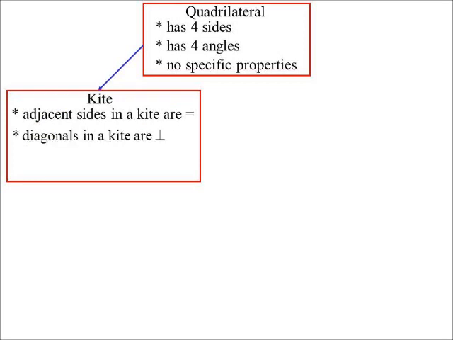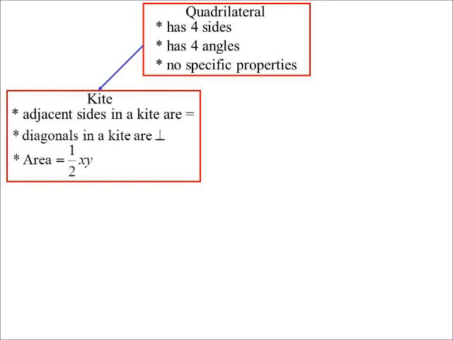Diagonals in a kite will always be perpendicular. So that's another feature of a kite. And as I say, the area of a kite is half xy, where x and y are the diagonals. So if you had to prove something was a kite, if you could show the diagonals were perpendicular to each other, that would be good enough.